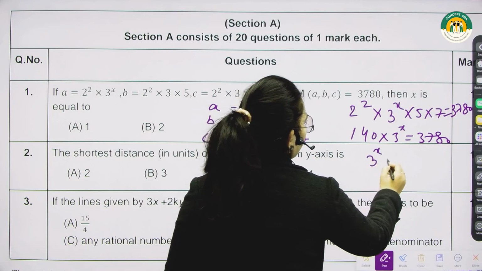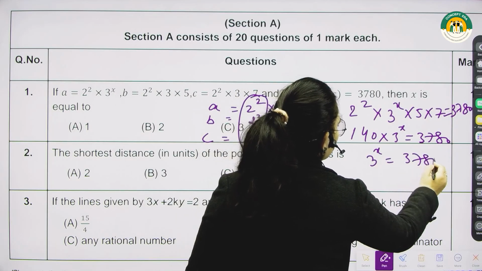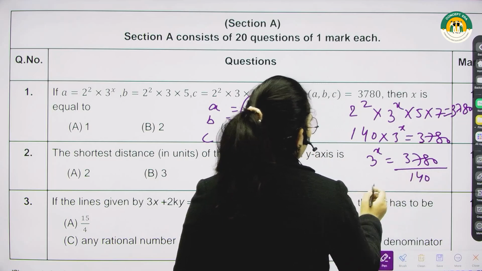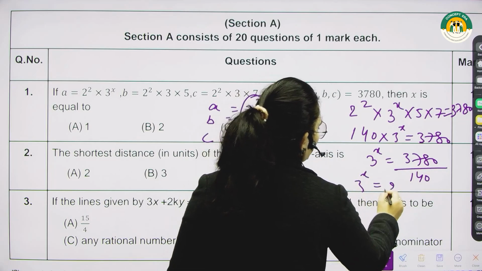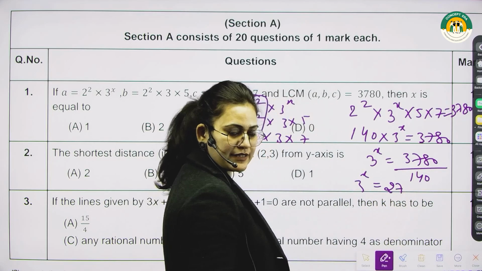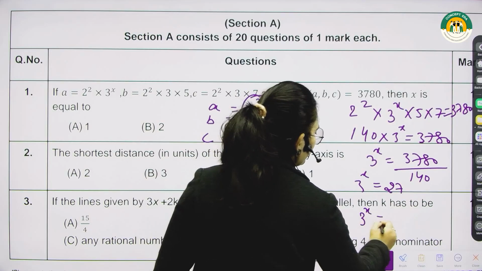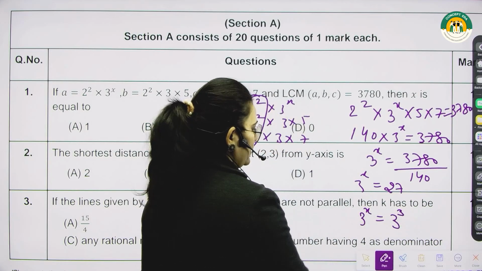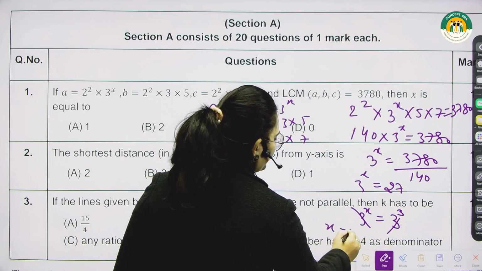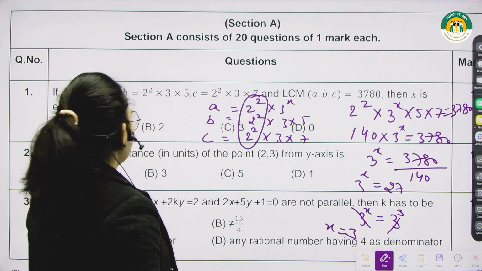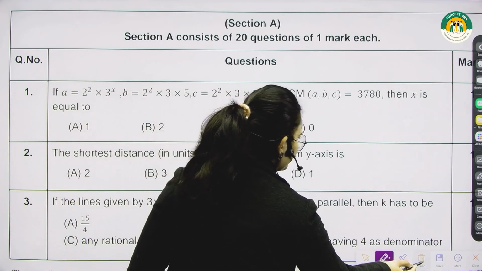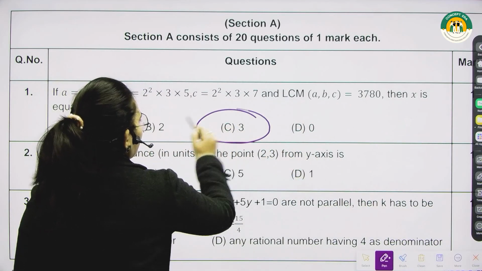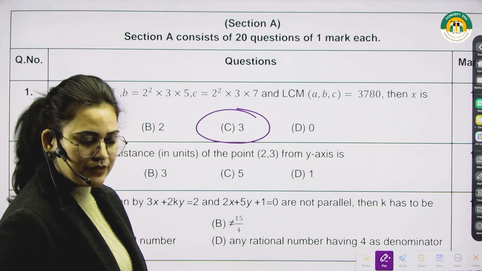So 3 raised to power x is equal to 3780 divided by 140. That is 3 raised to power x equals 27. 27 is 3 raised to power 3. So if we simplify it, the value of x will be 3. So the answer of the first question is 3.